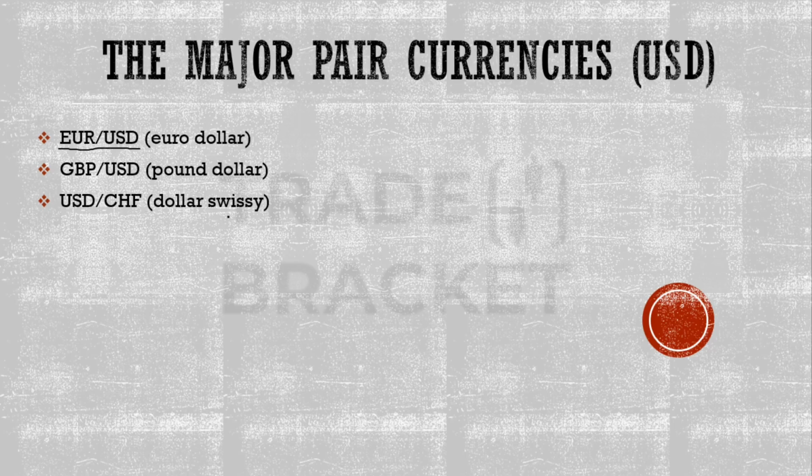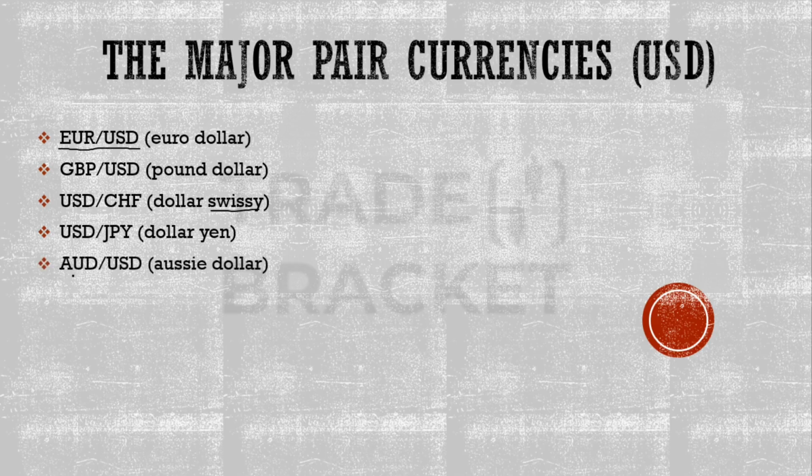The Swiss franc is also known as the Swissy. That's a name that's given to the Swiss franc in the trading circles. That's how it's known. We also have the United States dollar against the Japanese yen, also known as the dollar yen. Then we also have the Australian dollar against the United States dollar, also known as the Aussie dollar. Aussie is another name given to the Australian dollar.